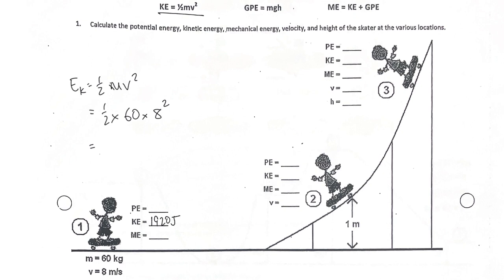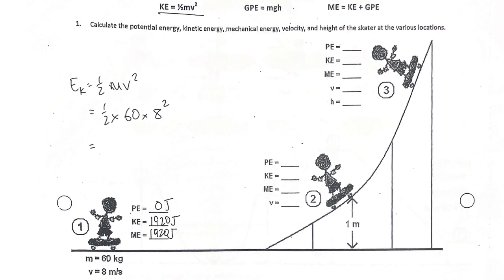Now we see that he's on the floor, so his potential energy is 0 joules. And so therefore, his kinetic energy and his mechanical energy, which is the total of the potential energy and the kinetic energy, is 1920. Correct. So 1920 joules. Now remember, the mechanical energy is the same everywhere he is, assuming that there's no friction.